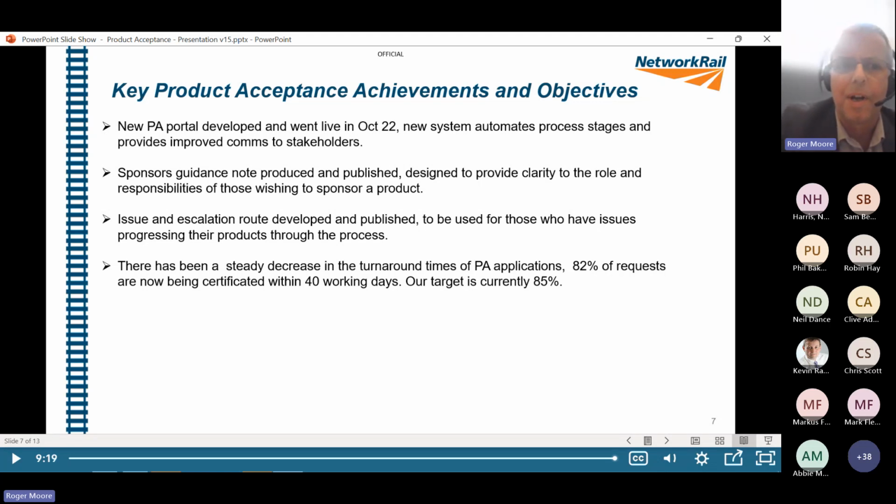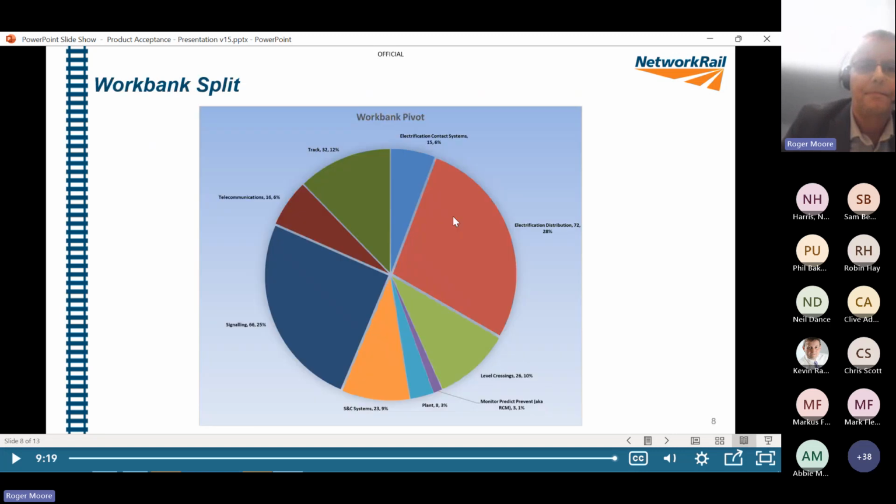Over recent times, we've had a steady decrease in the turnaround times of product acceptance applications. At the moment, 82% of requests are being certified within 40 working days, and we've got a current target of 85%. This gives you an idea of the work bank split between our engineering areas.